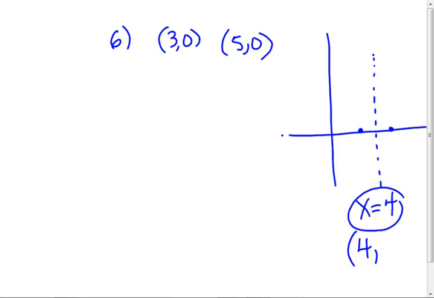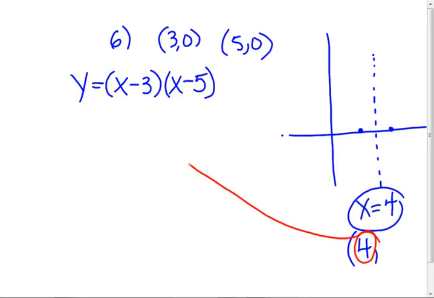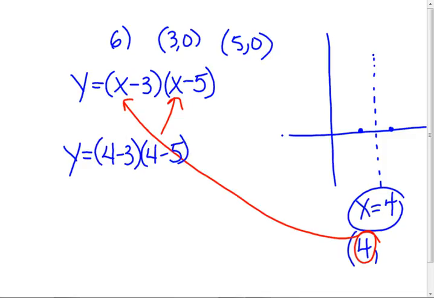That's important. Okay. Then what I have to do, and why this is hard, is write this in factored form. So y equals (x minus 3)(x minus 5). I'm not done. I have to find the y-coordinate. So you know what I'm going to do? I'm going to take this 4 and put it back in here and here. When you do that, you get 4 minus 3 and 4 minus 5. This is a positive 1. This is a negative 1.